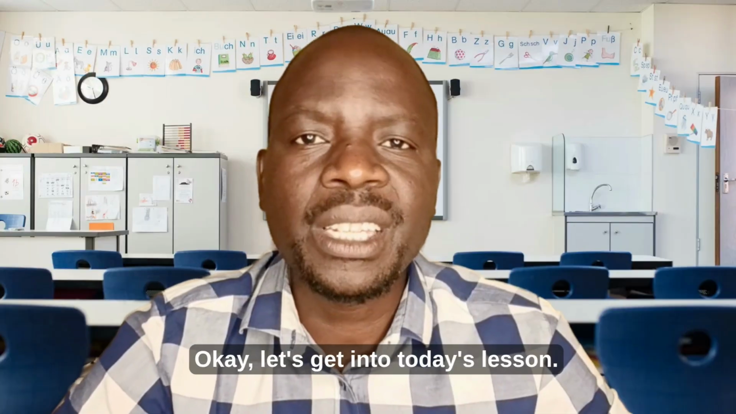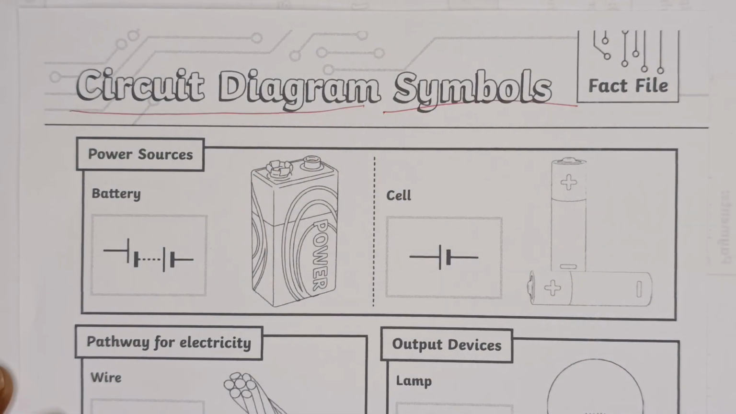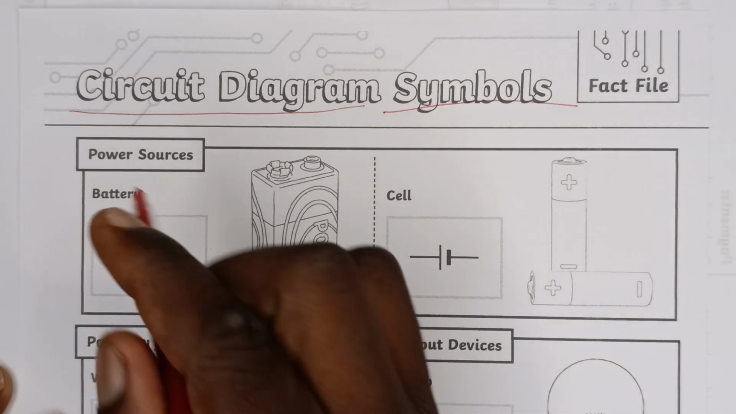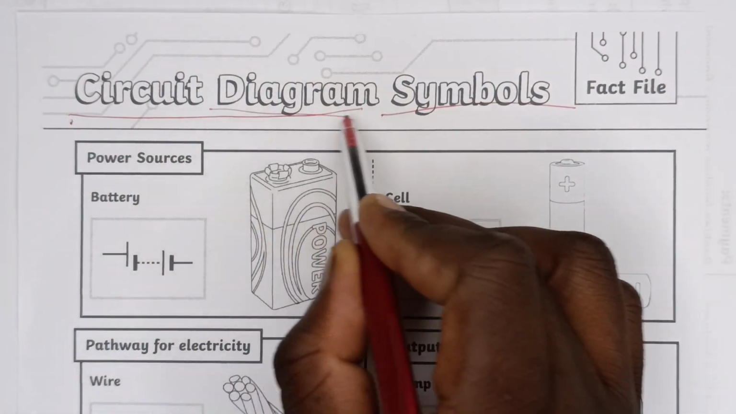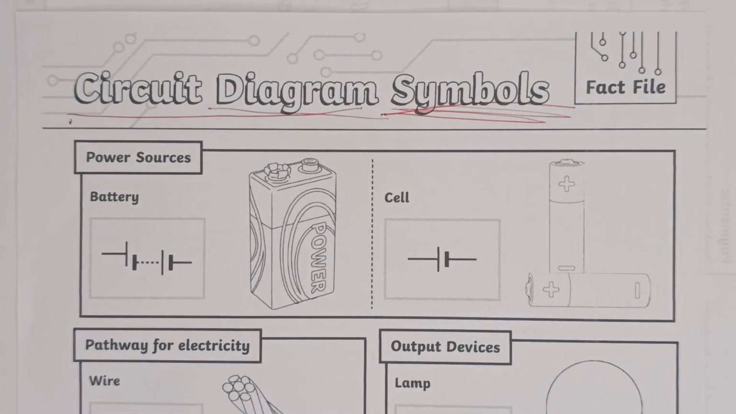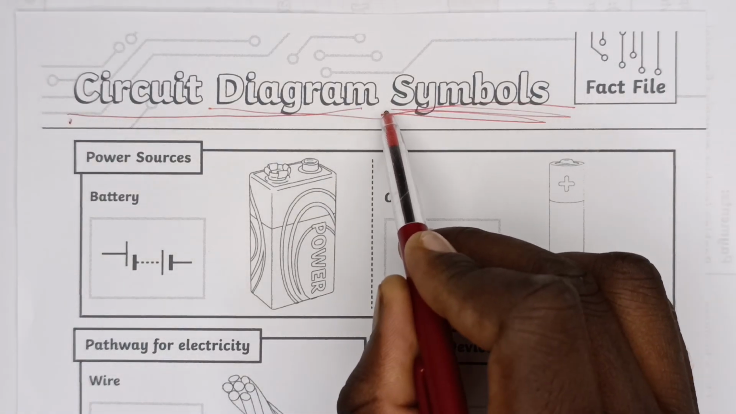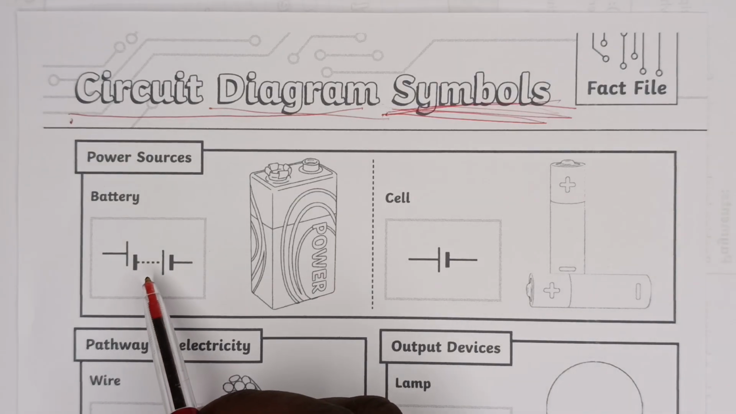Okay, let's get into today's lesson. Here are the components that we need to build an electric circuit. But when we draw a diagram, we don't use the actual pictures, but we use symbols. So today I am going to show you the symbols that represent different components.